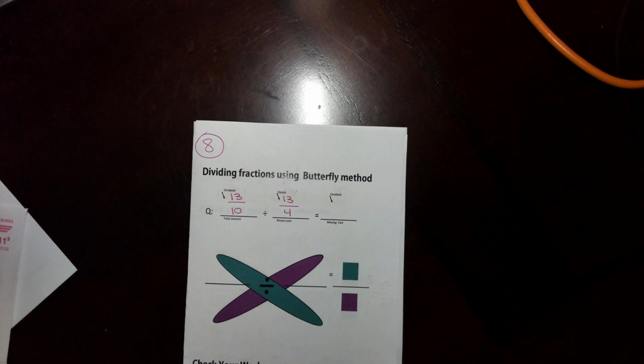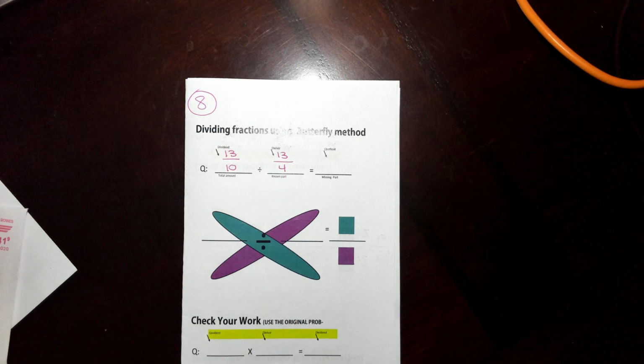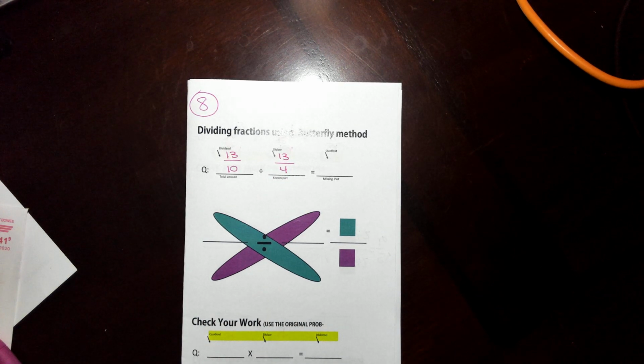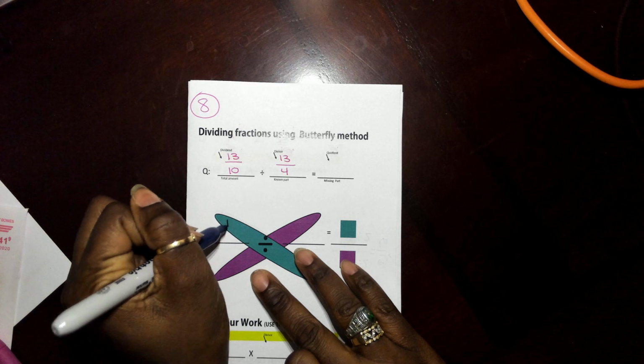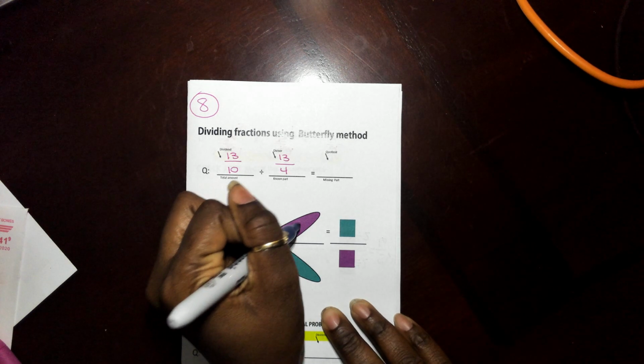Right, so we have another problem where we are going to divide a fraction using the butterfly method. And under the butterfly method, we know that we're going to keep the dividend, the operation, and the divisor as it was. So we're going to have 13 tenths divided by 13 fourths.